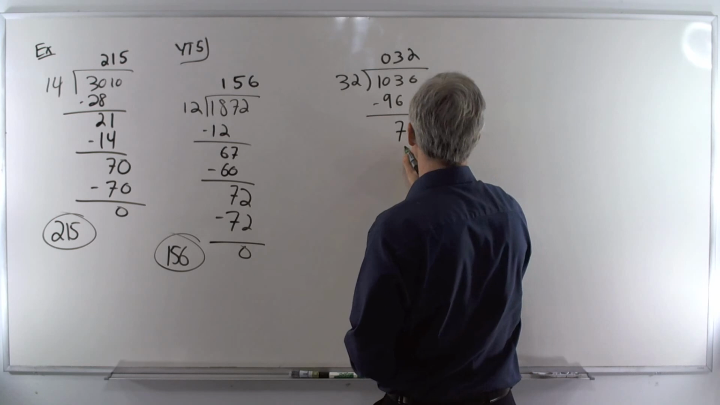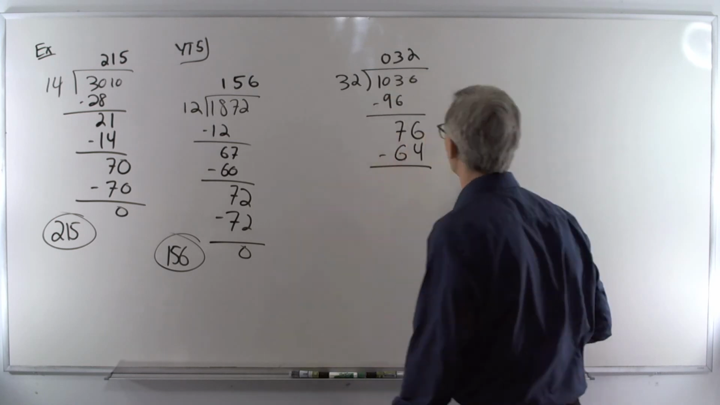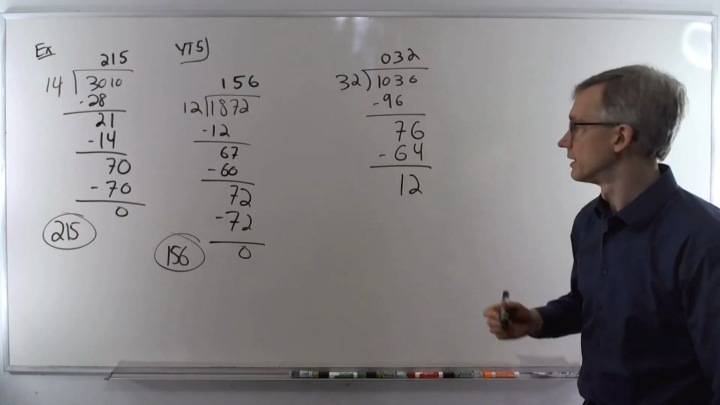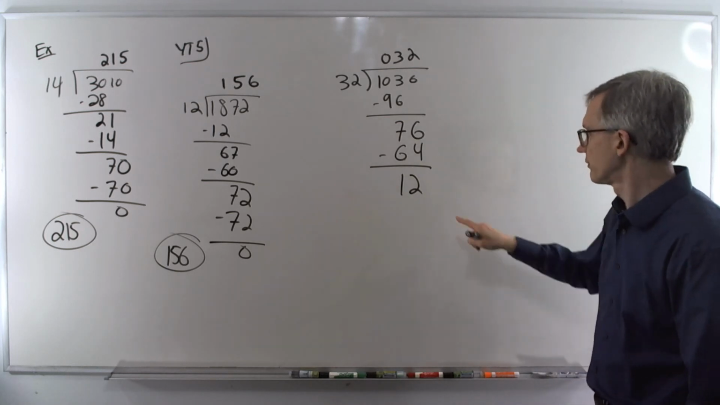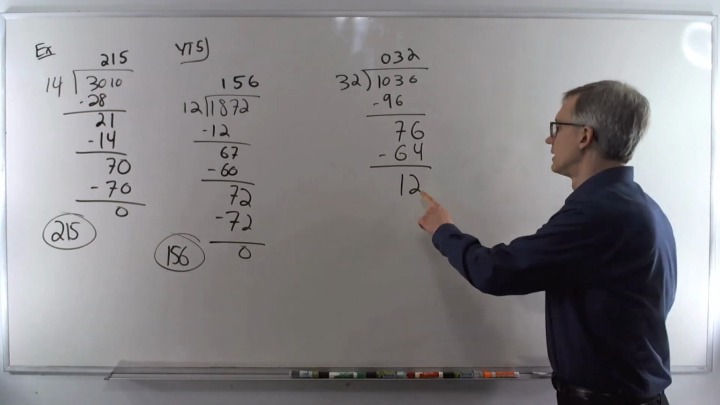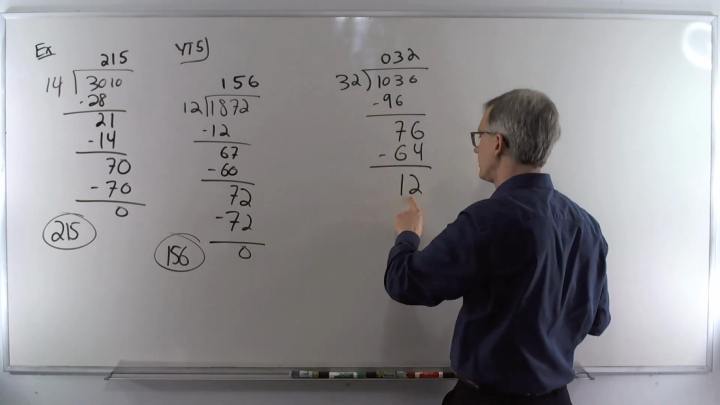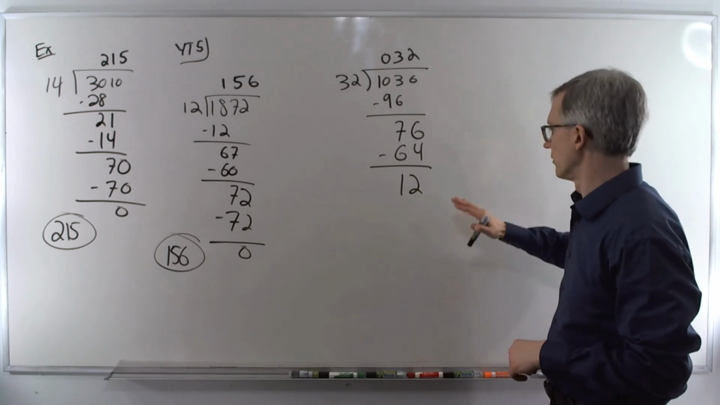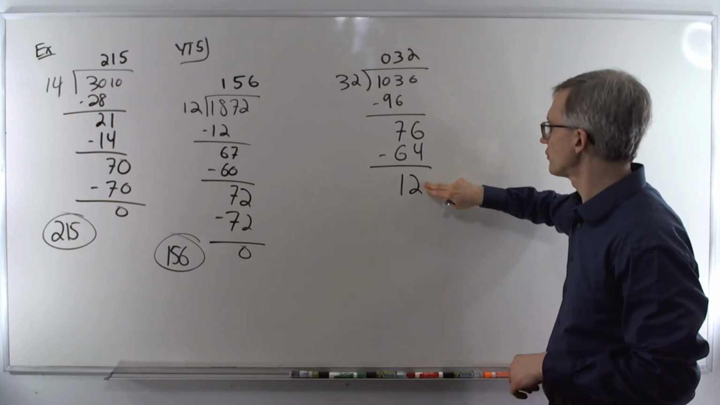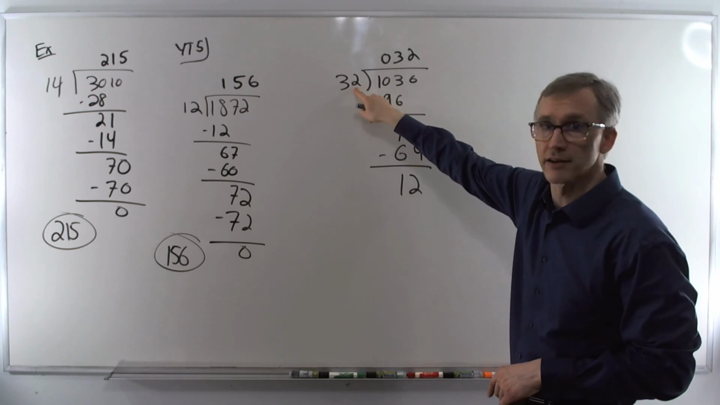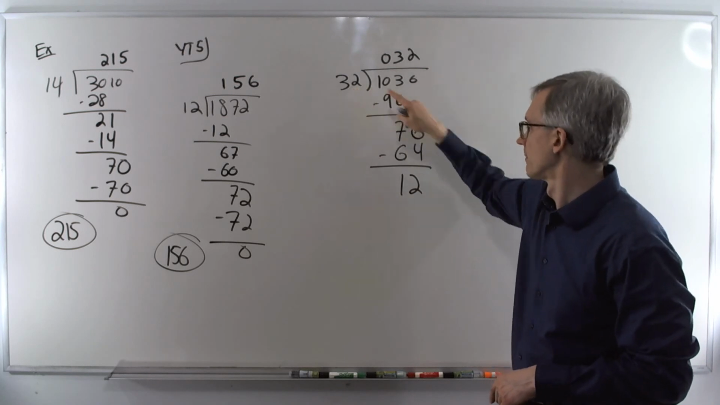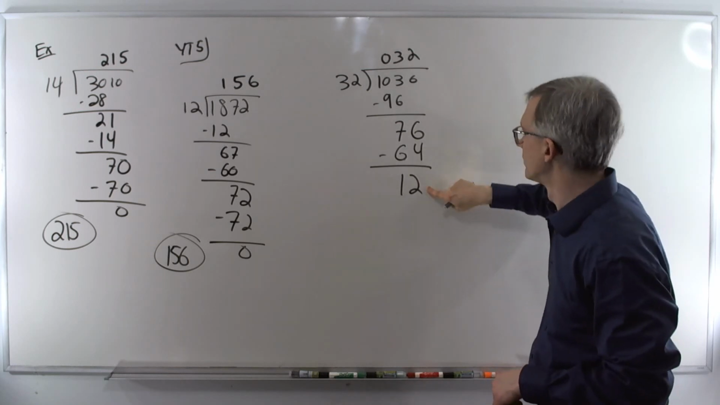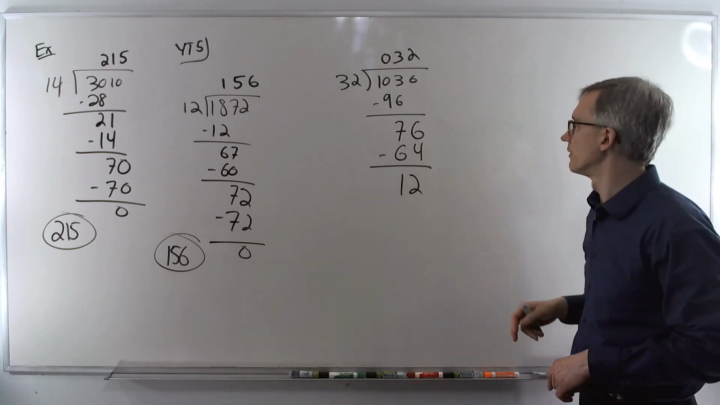2 times 32 is 64. And then subtract. Now this is different from the other ones, that we didn't get a 0 here. Now we have to examine this number. 12 is less than 32, so 32 can't go into 12, so we didn't just make a mistake up here. All right, so if we get to a point where we have a number left over that's less than the divisor, what we're dividing by here, and we have no more digits to bring down, that means we're done and we have a remainder.